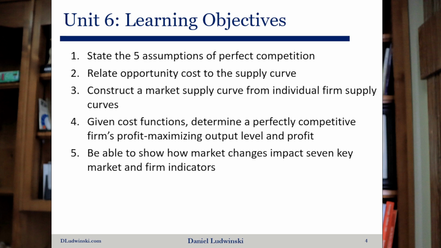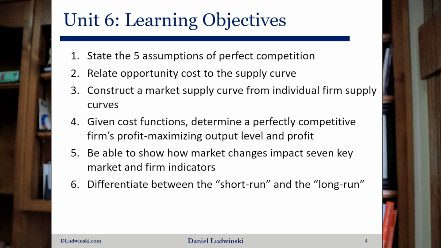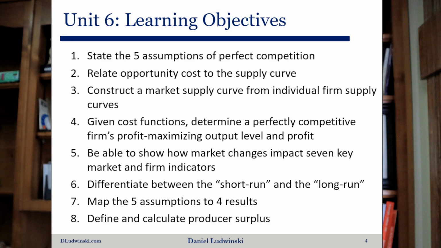And then with market changes, I want you to be able to know how they impact 7 key market and firm indicators. And also to differentiate between things that are in the short run and the long run. Finally, going back to those 5 assumptions, having gone through everything else, you should be able to now map those to the 4 main results of perfect competition and define and calculate producer surplus.